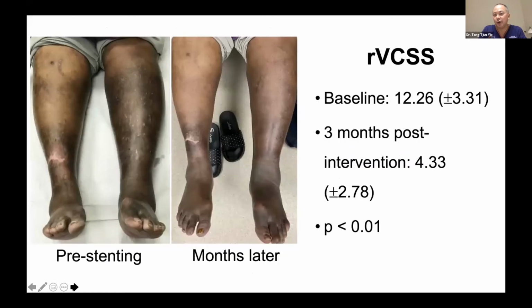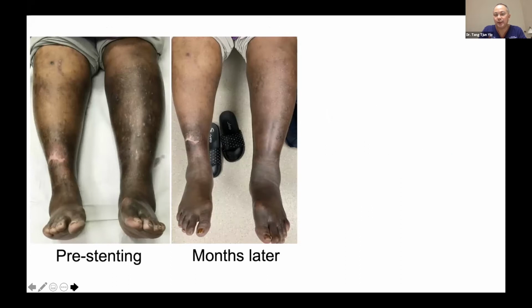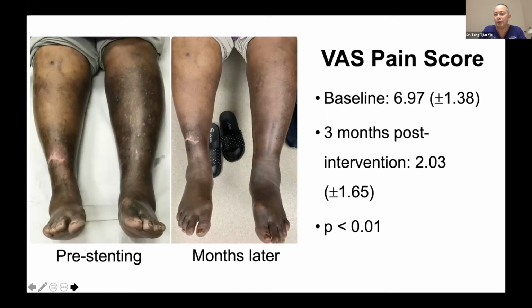So in terms of looking at their clinical outcome, you can see there's an improvement in the revised VCSS scores pre and post stenting at 3 months. And you can see there's much improvement for the patient. In terms of pain, they're much improved as well.